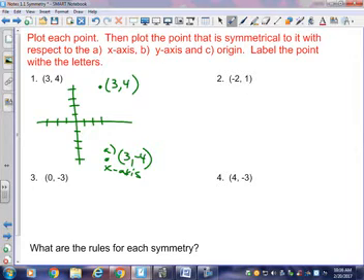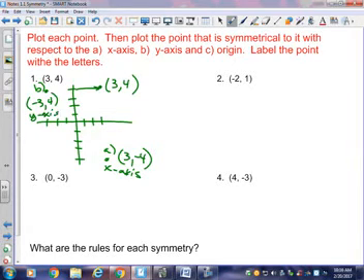All right, let's do y-axis. So, right now, how far is this over to there? 3. Then we're going to come over here, 3. And so that's going to be part B's answer. It's now at what point? Negative 3, 4. This was our y-axis symmetry.